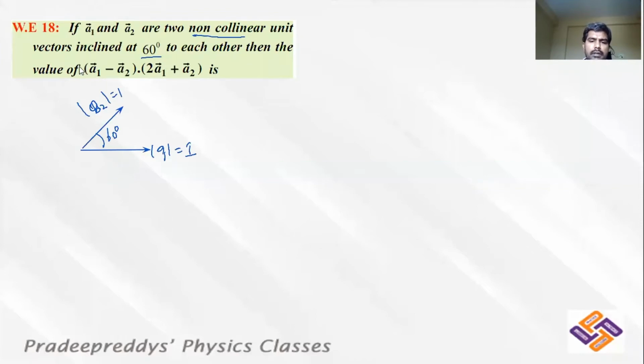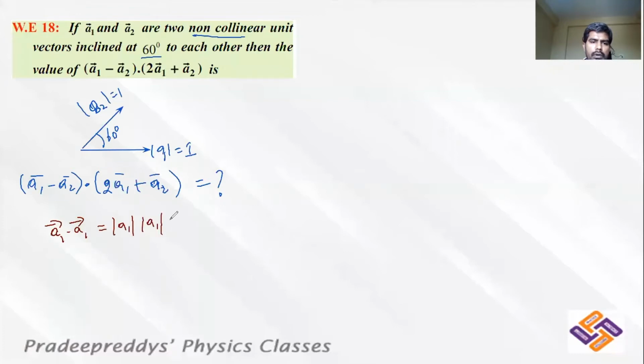You should find out this dot product. In order to find it, I'll take the expression as it is: (A1 bar minus A2 bar) dot (2 times A1 bar plus A2 bar). Before evaluating this, let me tell you the dot product of A1 bar and A1 bar is equal to the magnitude of A1 into cos 0.